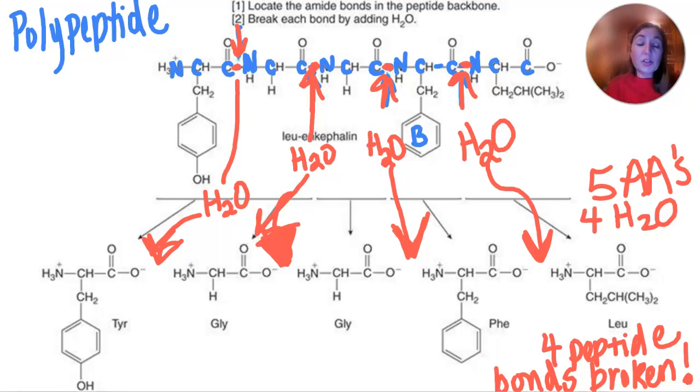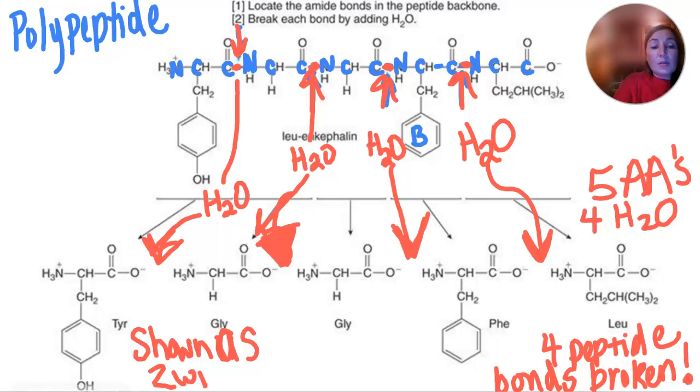Now here we're showing each of the amino acids as Zwitter ions. Now, whether or not each group's going to be charged will depend on the pH of their environment, but in general, it's more natural and common for them to be in their Zwitter ion form.